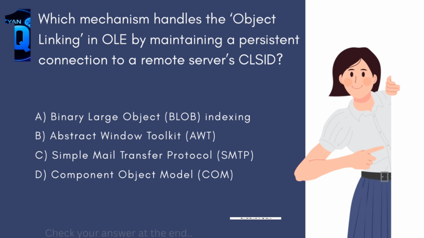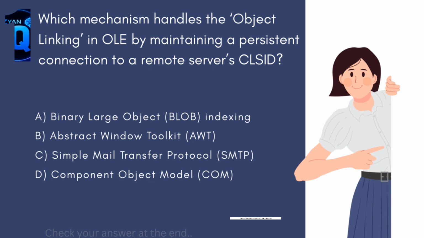Option A, blob indexing, relates more to database storage and large object management, not specifically to linking or remote connections. Option B, AWT, is a Java toolkit for building user interfaces, not connected to object linking or server connections. Option C, SMTP, is about sending emails, which isn't relevant here. Now, the key option is D, the Component Object Model, or COM.